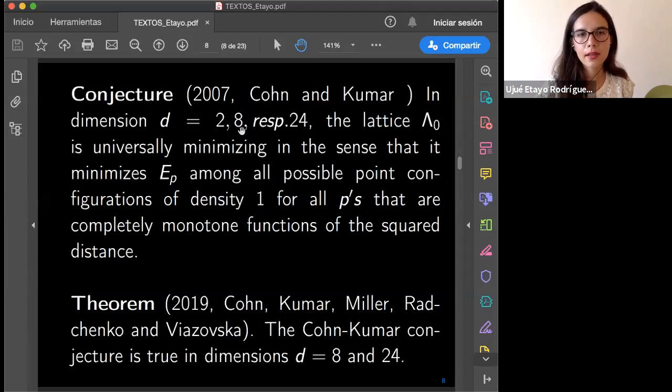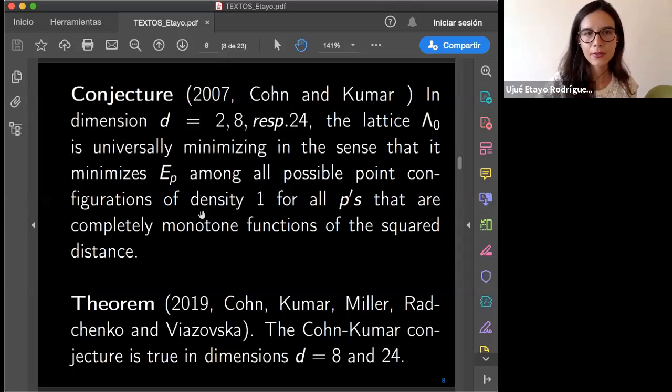The lattice in dimension 8 is the E8 lattice, also called the Gosset lattice. And in dimension 24, we have the Leech lattice. So what they were conjecturing is that in dimension 2, the triangular lattice gives us the minimizing configuration for a big set of potentials. In dimension 8, the E8 or Gosset lattice gives us the minimizer for another set of potentials. And in dimension 24, the same with the Leech lattice.